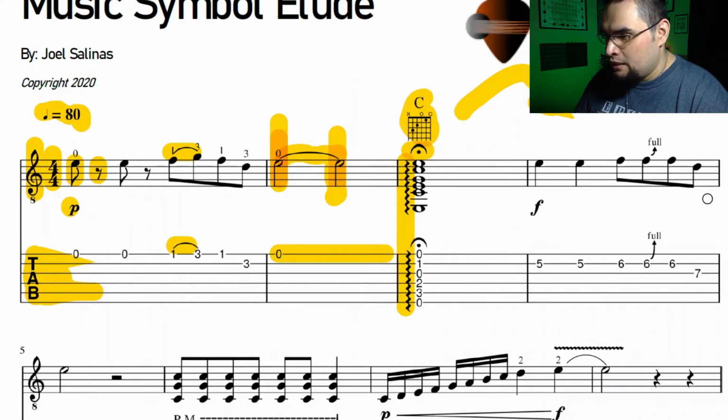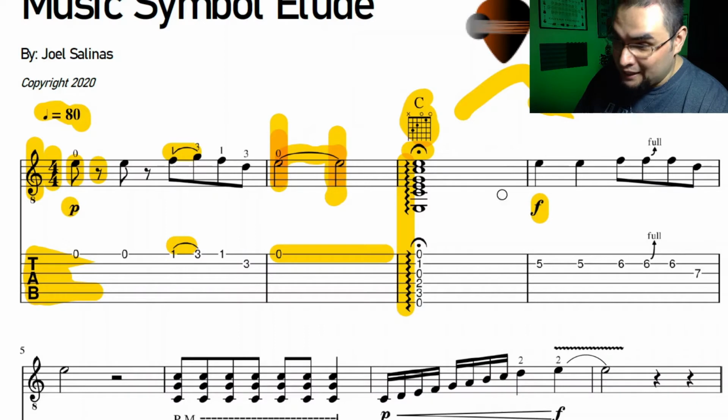Okay, moving on. So we've got the letter F. Letter F is basically the opposite of P. P is piano. F means forte. And forte means loud. So you're going to play this next measure loudly, okay? And again, look at the numbers here, they've changed. So now we're looking at different numbers on a different string, string 2, string 3.